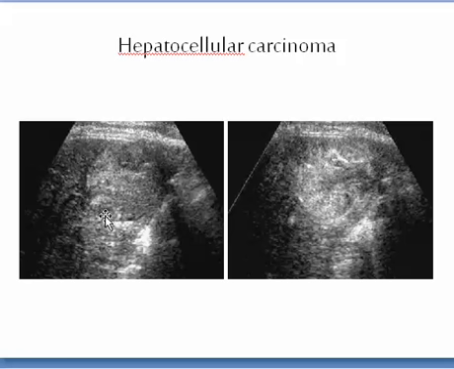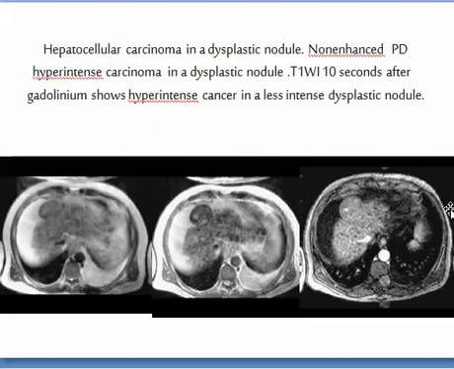In ultrasound with contrast, this again shows early enhancement with contrast. This is a dysplastic nodule with central T1 hyperintensity 10 seconds after contrast, showing the hyperintense center in a less intense dysplastic nodule.